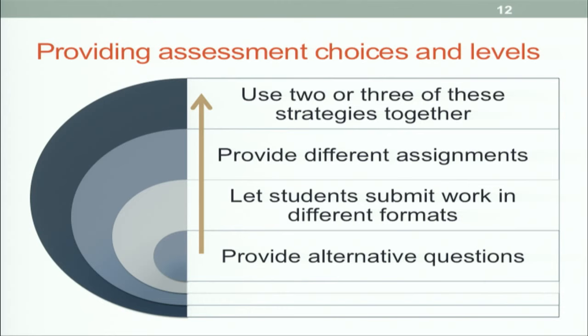They get to pick which question they're going to answer, so he's giving them a choice. It's a small choice, but it's a choice. Then how do we let students submit work in different formats? Not every student may be a strong writer, so can we let them record themselves or create multimedia or do something that might be creative and allow them to demonstrate that they understand the concepts in a way other than the traditional ways?